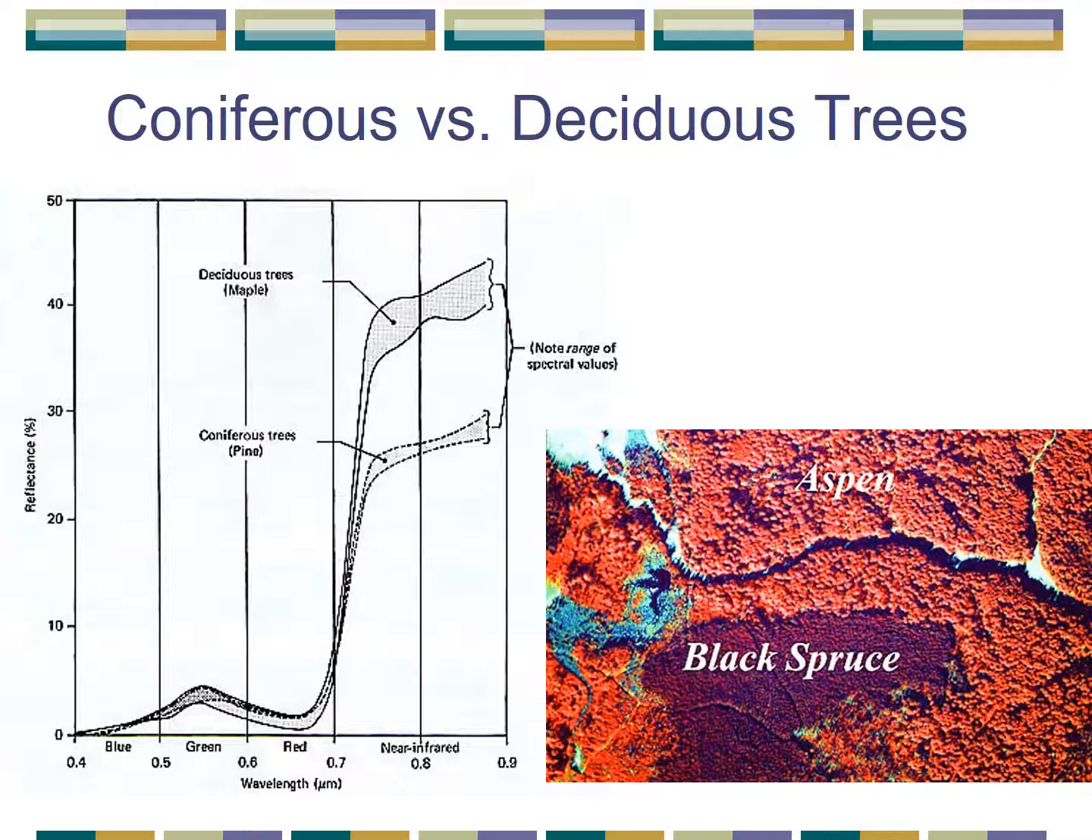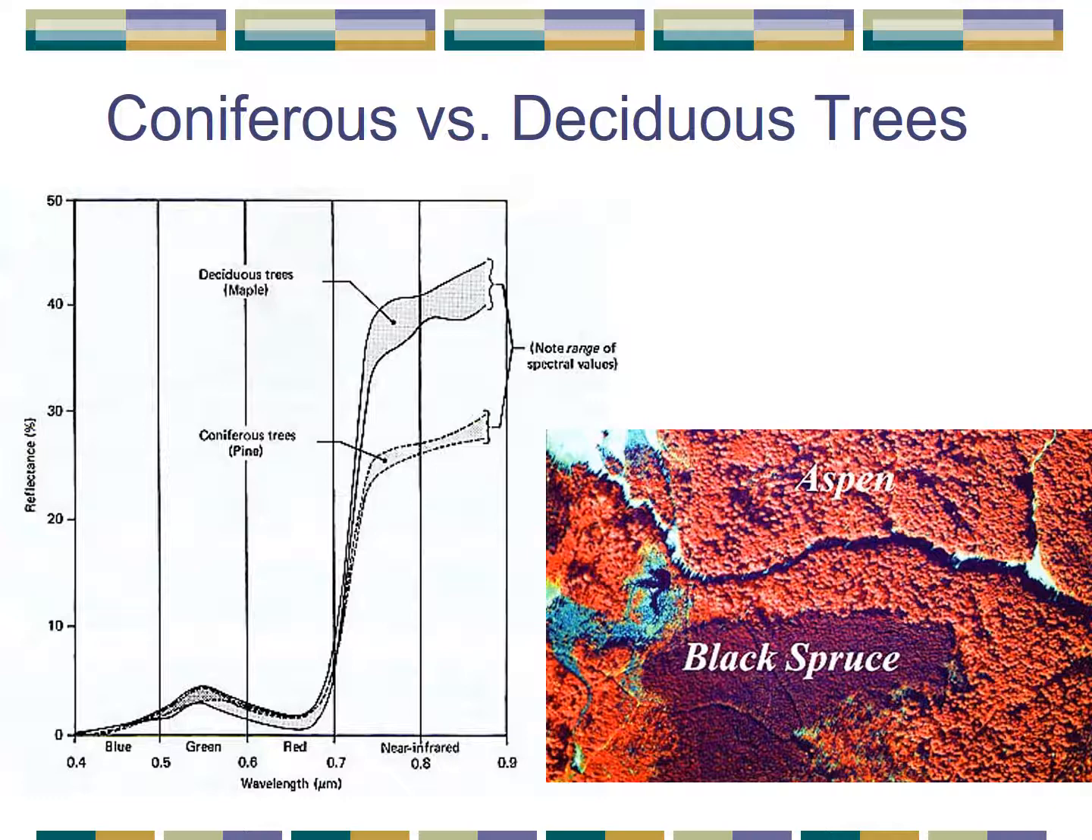Not enough differentiation there really to maybe help you figure out which one is which, but look what happens as we approach the near infrared. They really start to separate out. Why? Because the leaf structures in deciduous trees versus the coniferous trees are very different. Needles versus broad leaves. One is thick, one is thin.